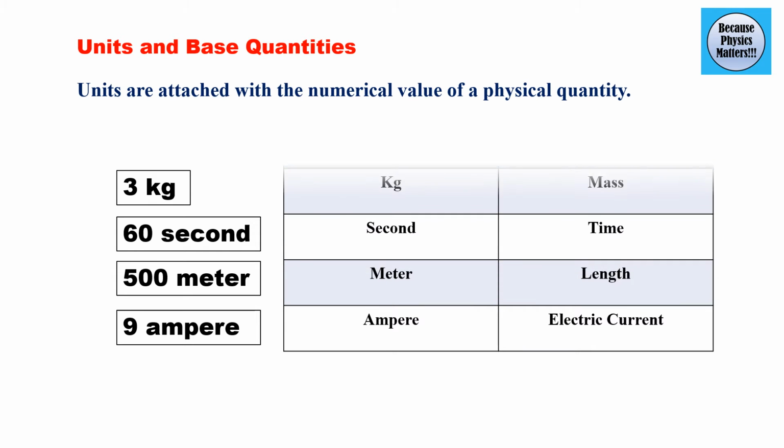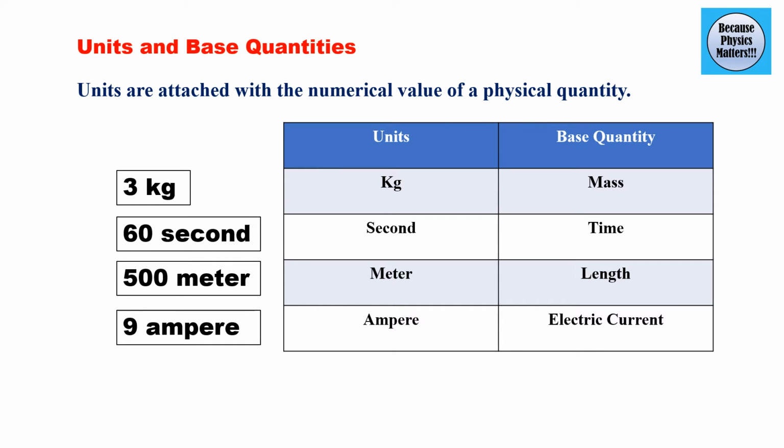So what is the difference between units and base quantities? The table has two columns: one column is units and the other column is base quantity. If I'm saying that the weight is 3 kg, that simply means kg is the unit, which means kilogram. And because right now we are talking about mass, that is the base quantity. So mass is a base quantity. I will soon explain what the base quantities are in the next slides, but a unit is attached to the numerical value, so you can understand the things from this slide.